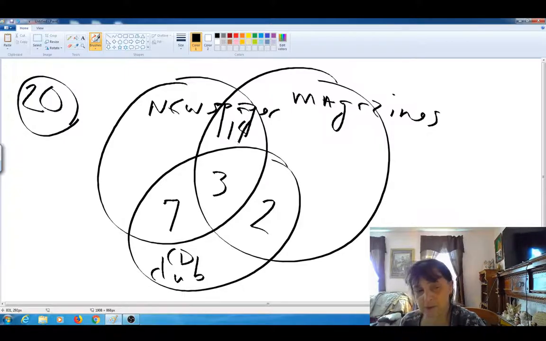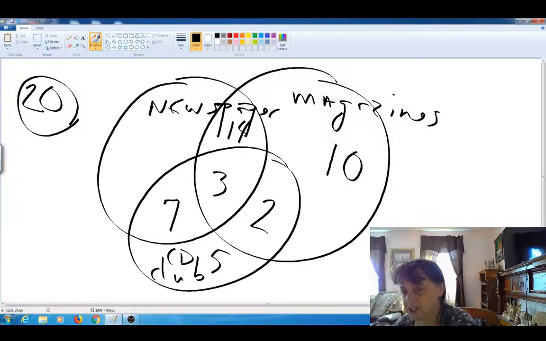Okay, 17 were members of a CD club. 7, 3, 10, and 2 is 12. 17 minus 12 is 5. Only a CD club. 29 subscribed to magazines. 14 and 3 is 17, 2 is 19. 29 minus 19 will be 10.